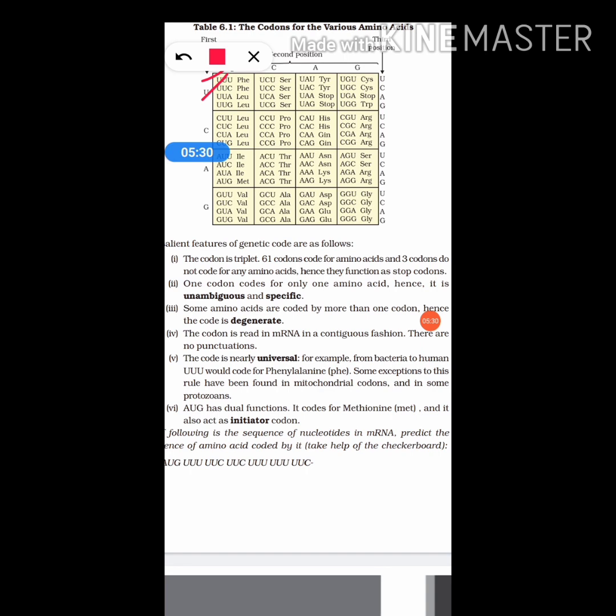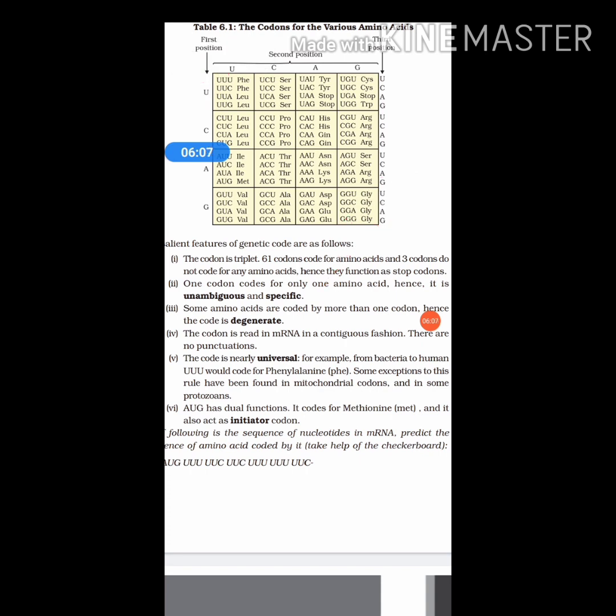UUU will not code for any other amino acid. It will code for only phenylalanine. So that is said to be specific. So here you can see the term, each codon codes for only one amino acid. So it is known as unambiguous and specific. There you have to write one example also. For example, UUU is coding for only phenylalanine, or UUA is coding for only leucine. Any one example you can write there. Okay, so that is the second salient feature.